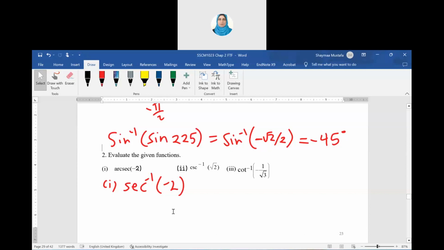If the degree is more than 360 degrees, you have to subtract 360 degrees. For example, if you have 450, subtract 360 degrees, and then you deal with the new angle. So the angle should be within 0 to 360 degrees. If it is more, you need to subtract until you get less than 360. Okay? Sec inverse of minus 2.